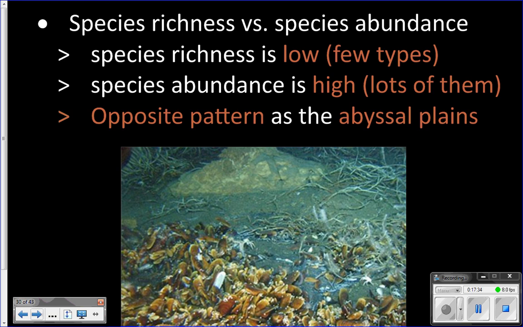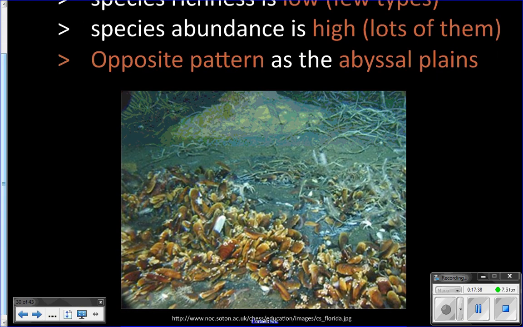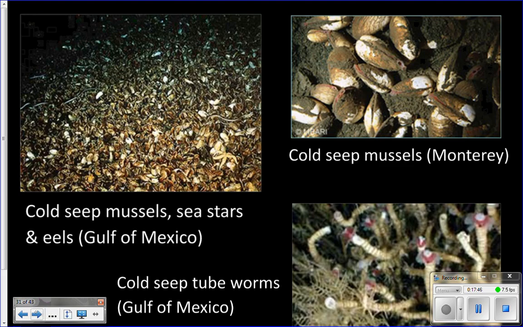You can see pictures. So some of the animals that live here, you can see some of the clams and then some of the tube worms. So here's some more pictures. Here's mussels that you find at cold seeps, and then here is the close-up of the tube worms that you find.